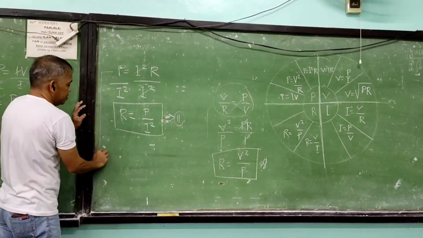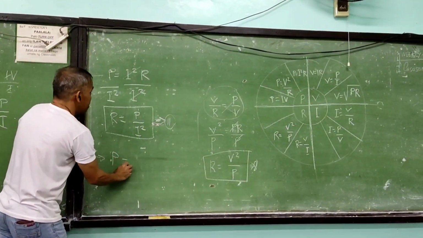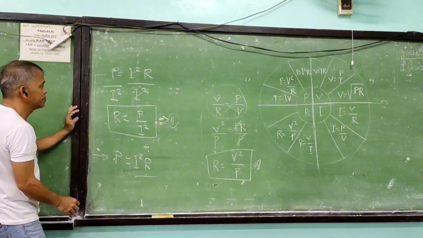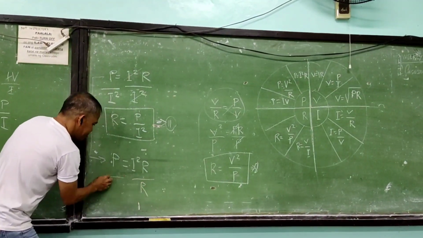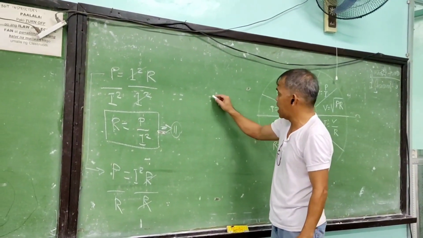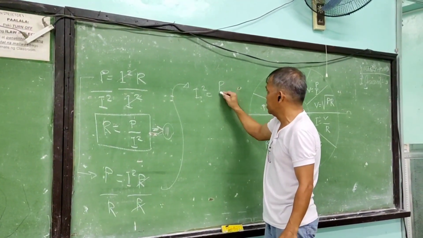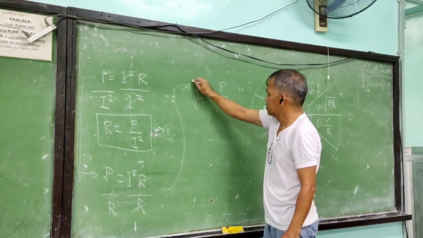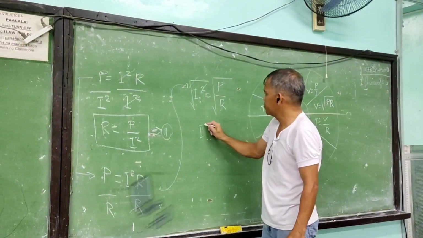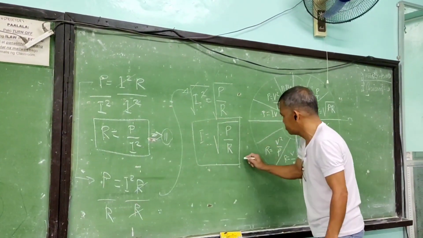And lastly, from equation 10, P is equivalent to I squared R. Divide both sides by R. Cancel R. So we have I squared is equivalent to P over R. Take the square root of both sides to cancel the square here. I therefore is equivalent to the square root of P over R. This is your 12th formula.